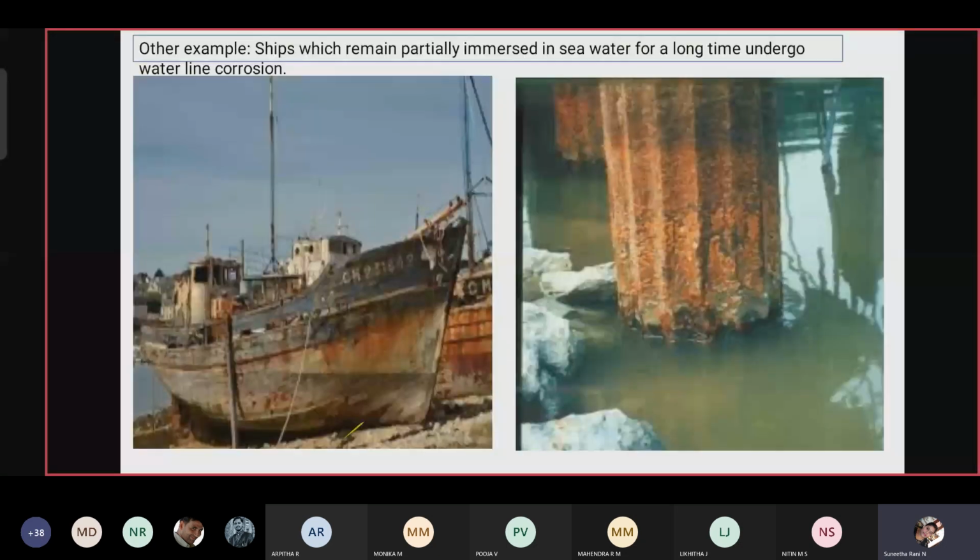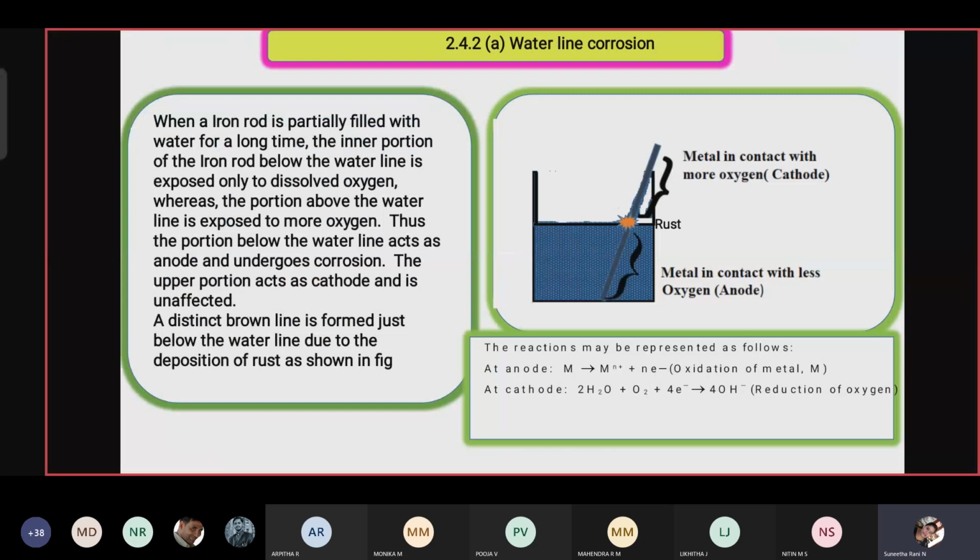Apart from this, you can give tankers as an example of waterline corrosion. For example, take a half-filled tumbler of water, a steel glass, iron glass, copper glass, or brass glass, any metal glass. Keep it for a longer period, maybe for 1 month, without disturbing it. What happens there? At the line surface itself, you can see some white color precipitate formation, a line of white color at the line of the water. Correct.